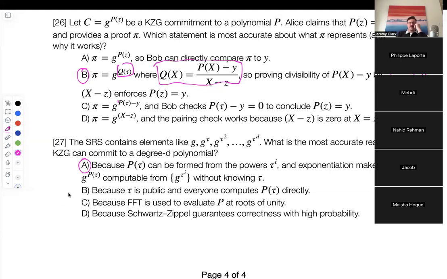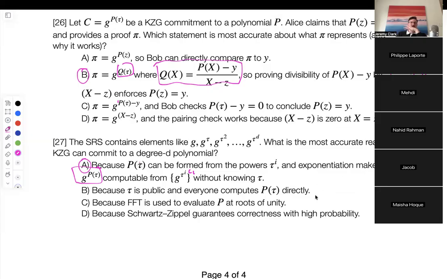Okay, 27. The structured reference string contains elements like g to the powers of tau, we call it. What is the most accurate reason KZG can commit to a degree d polynomial? Okay, so it's because you can form the polynomial of tau using these powers and exponentiation. So you can basically take this, multiply in your coefficients and multiply them together, and you'll get g to the p tau. Again, this is basically straight out of the notes how we do it.